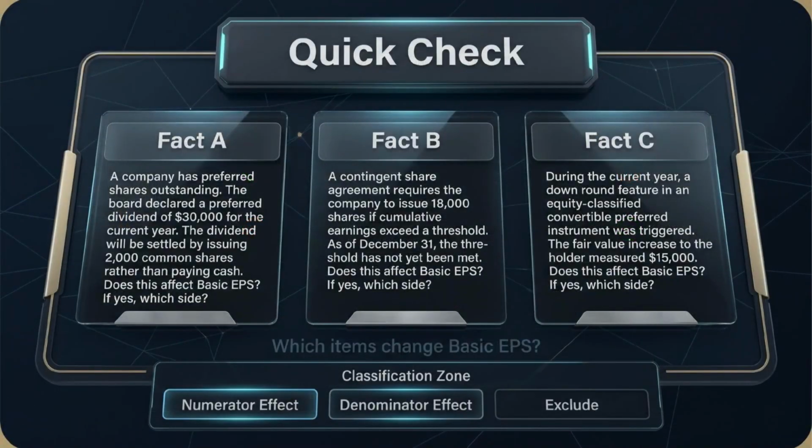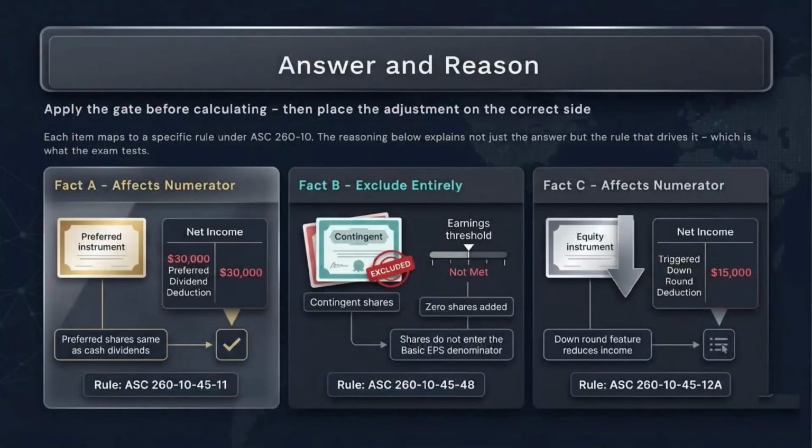Now take a moment to classify the three facts. Fact A is a preferred dividend declared and payable in common shares. Fact B is a contingent share agreement where the threshold has not been met. Fact C is a triggered down round feature with a fair value effect of $15,000. Before you check the answer, decide whether each item affects the numerator, affects the denominator, or is excluded from the current basic EPS calculation. The answer follows the adjustment map.